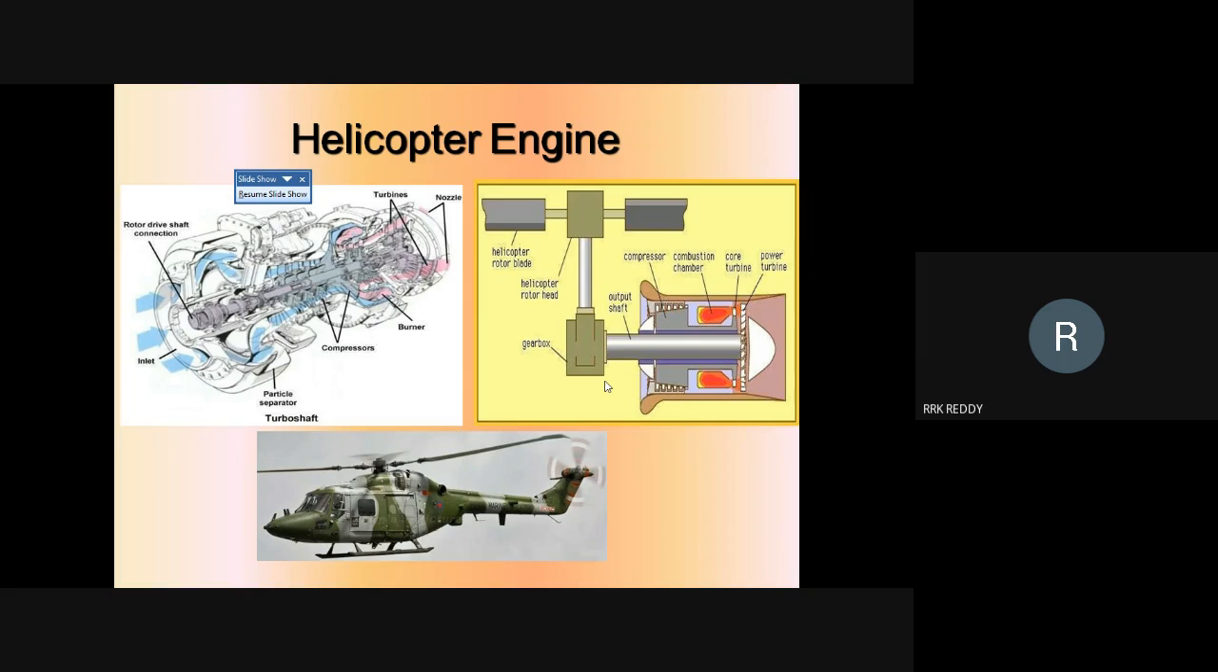The main advantage of the helicopter is that it can move forward, and also it can move backward, and also it can remain in the air in a suspended state. That is called hover in the air. That advantage is there with helicopters. That's why helicopters are used mainly for military applications and for rescue operations, etc.